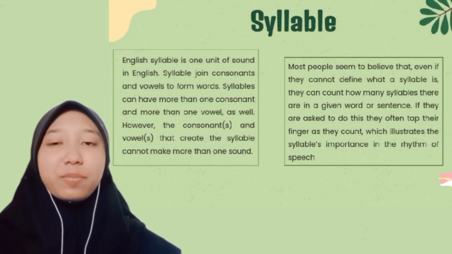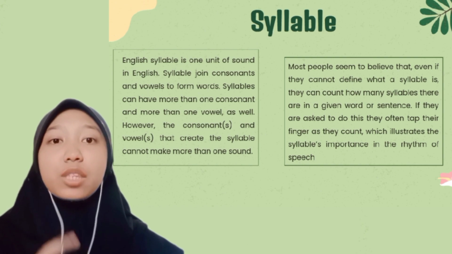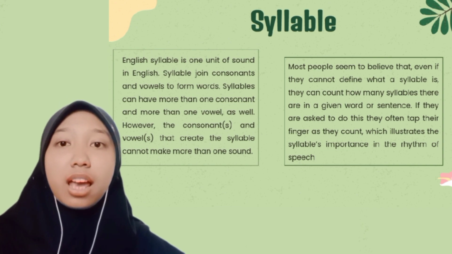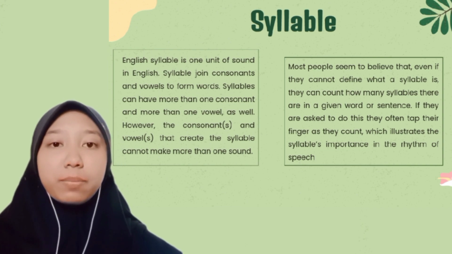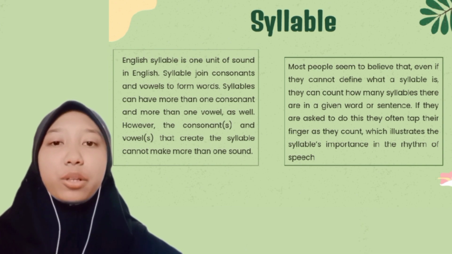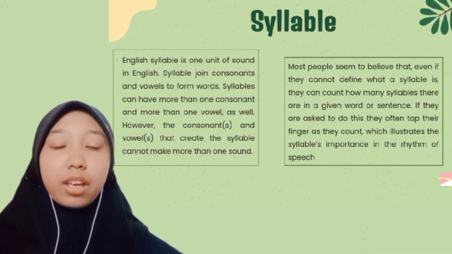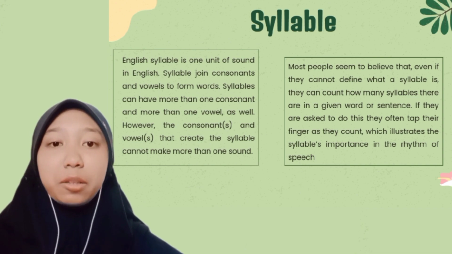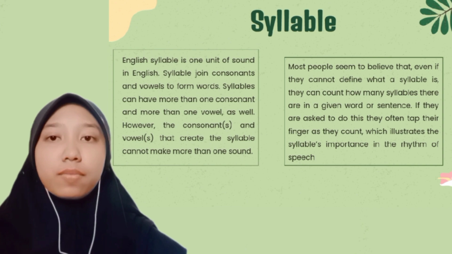English syllable. An English syllable is one unit of sound in English. Syllables join consonants and vowels to form words. Syllables can have more than one consonant and more than one vowel as well. However, the consonant and vowel that create the syllable cannot make more than one sound.